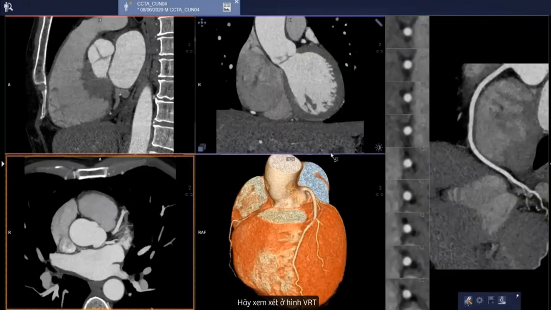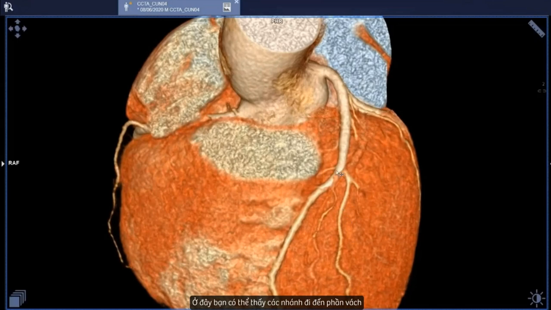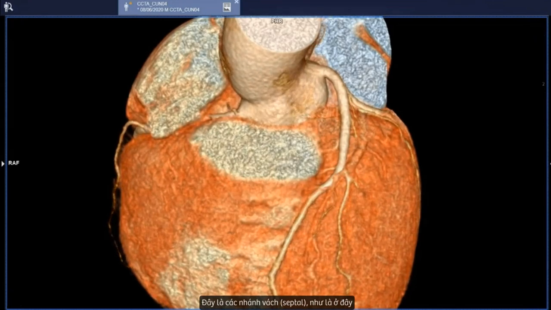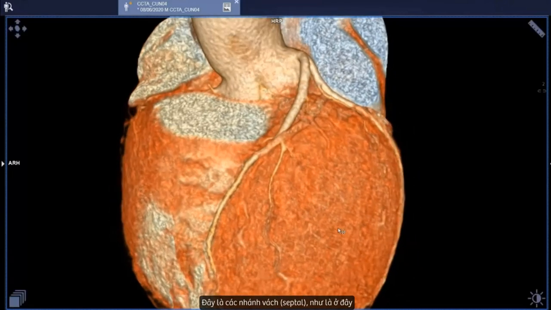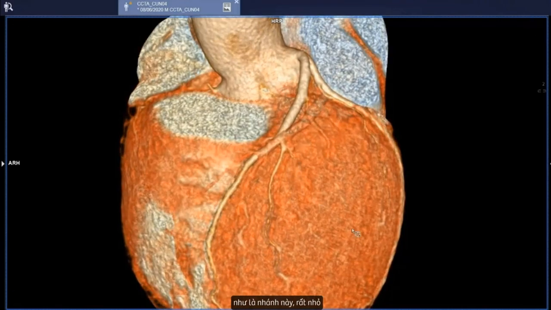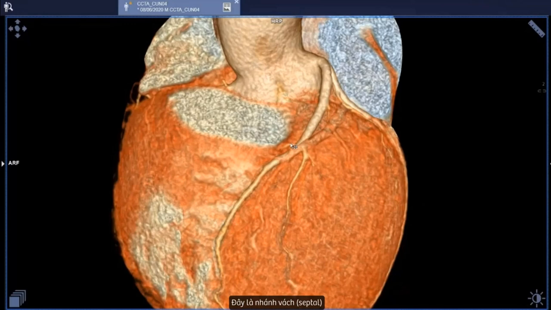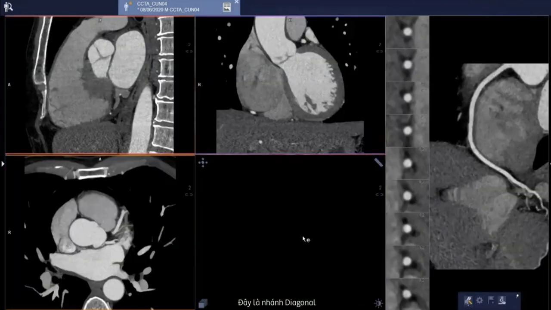Let's look at this in the volume rendered image. Here you see branches that are coming to the septum. These are septal branches, like this one here, or this one here, and branches coming into the lateral wall, which are this one here, very tiny, and this one here. These are septal branches, these are diagonal branches.